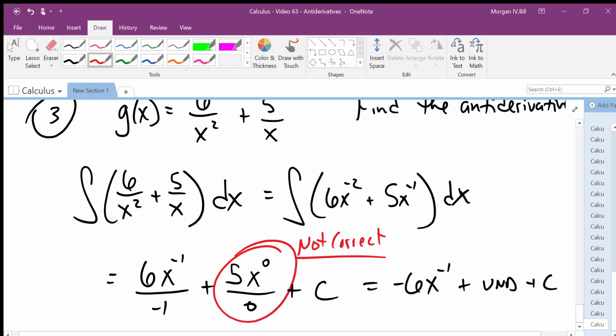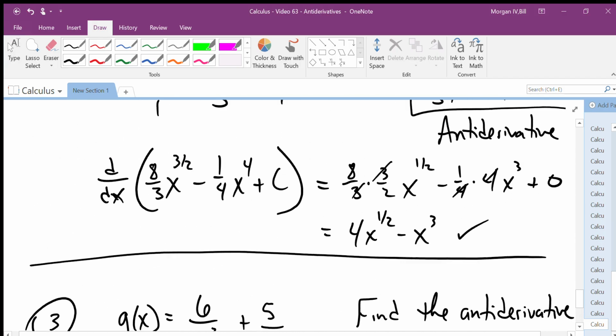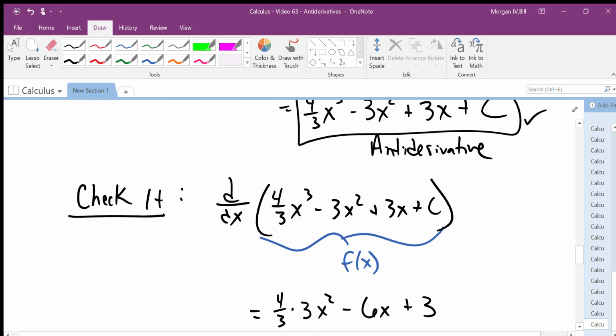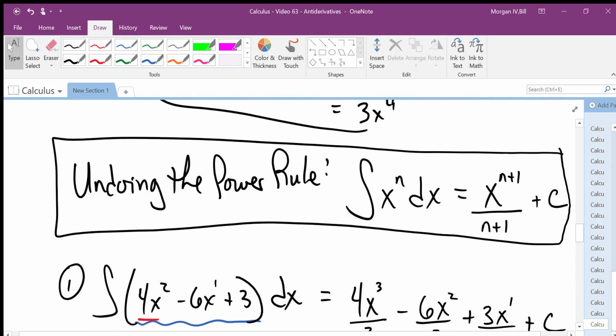It's not correct. It turns out that undoing the power rule does not work for an exponent of negative 1. You cannot undo the power rule this way. So let me go back. Let me adjust my how do I undo the power rule thing. This only works, or it doesn't work, let's say, for n not equal to negative 1.